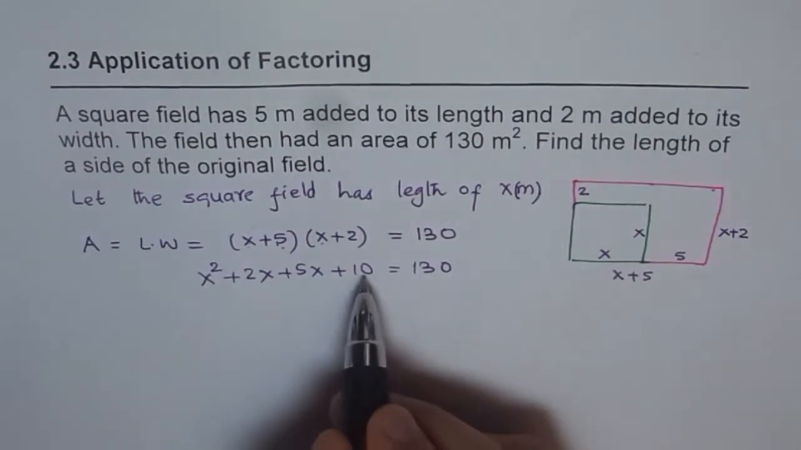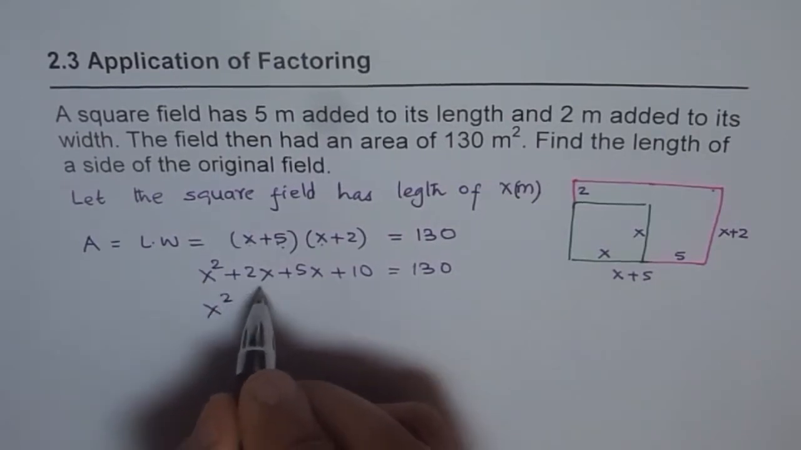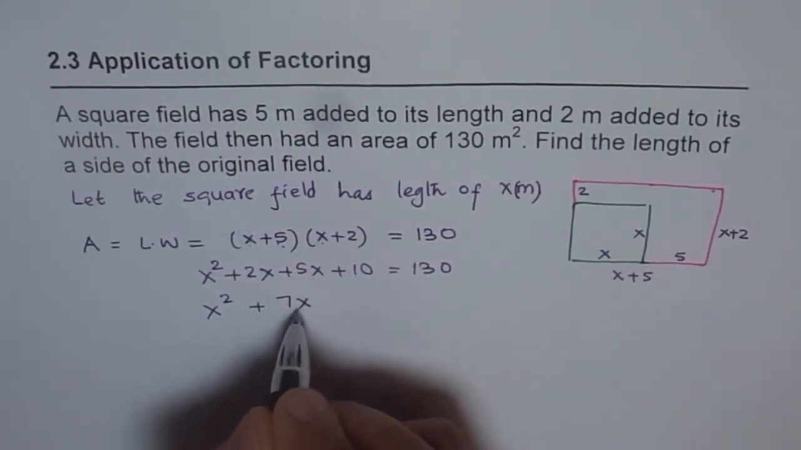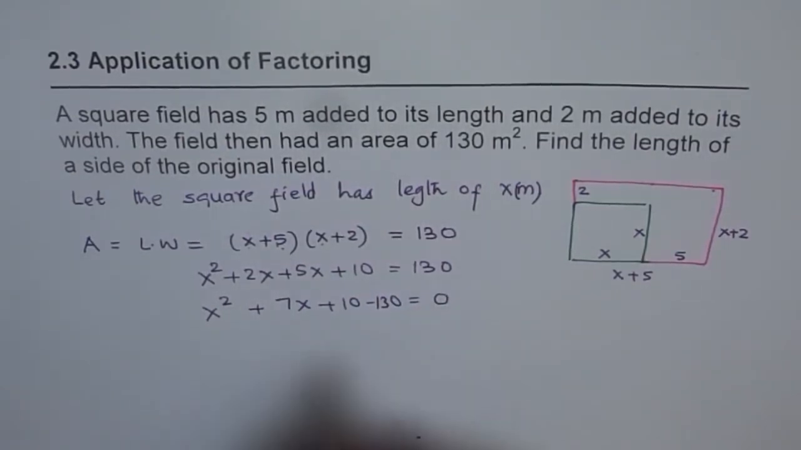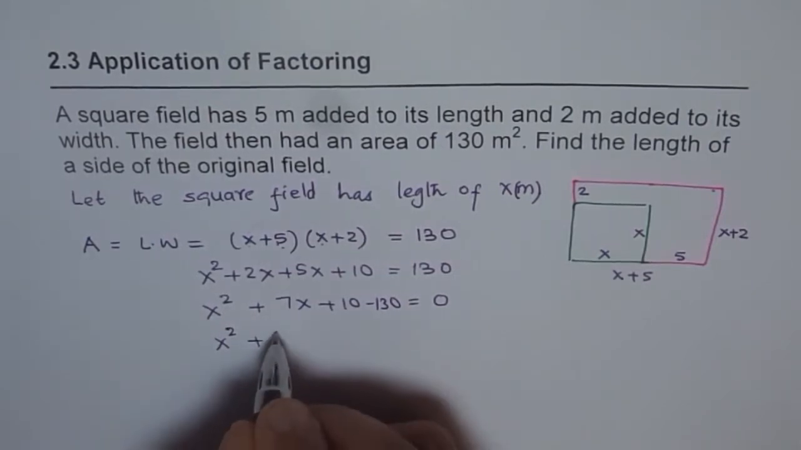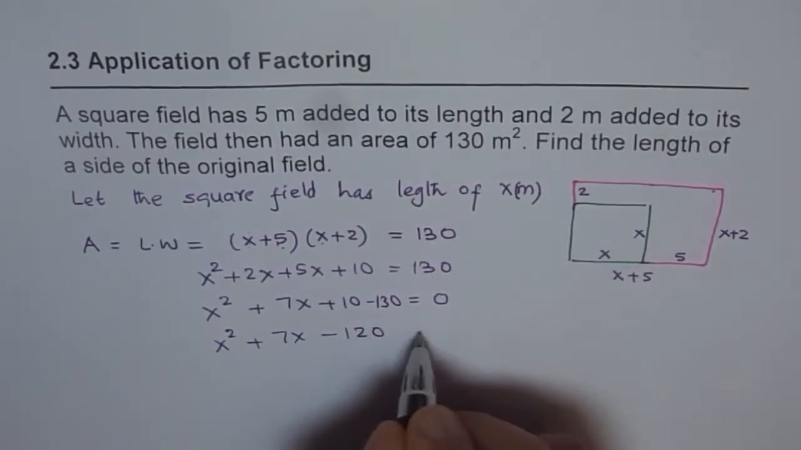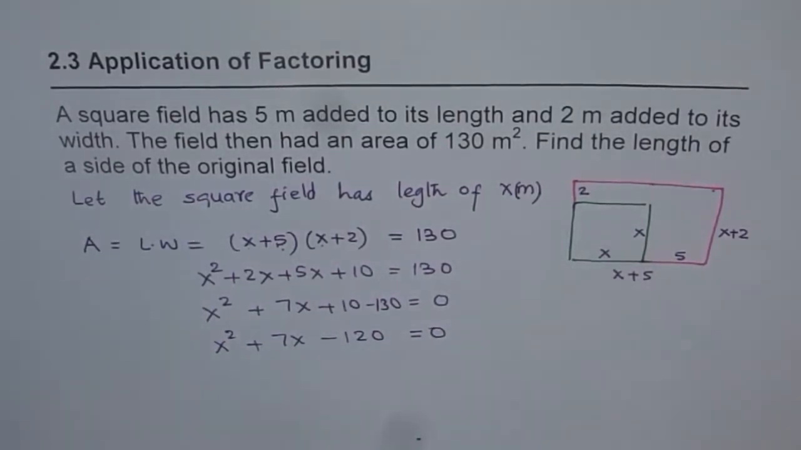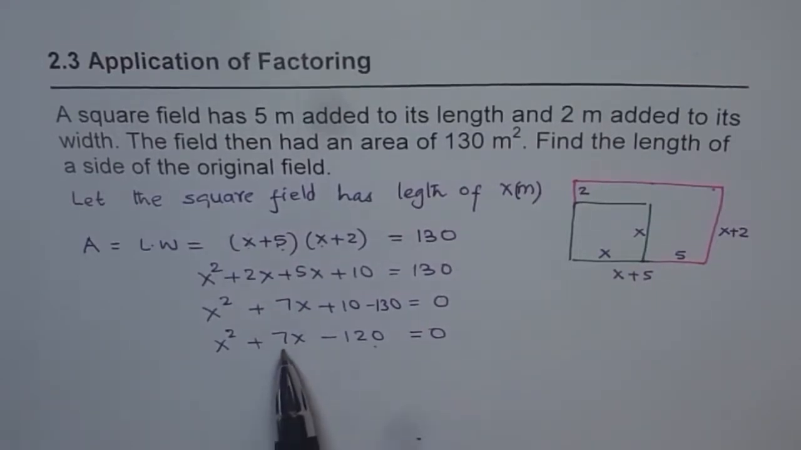Now we can bring all the numbers to the left side and then get a quadratic equation. x squared, 2x plus 5x is 7x, and then we have 10 minus 130 equals 0, correct? So we get x squared plus 7x, and 10 minus 130 is 120 with a minus sign. So at this stage we can factor this and find the answer. You can at times use the quadratic formula also, right? Now you are looking for two numbers whose product should be negative 120 and whose sum should be 7.